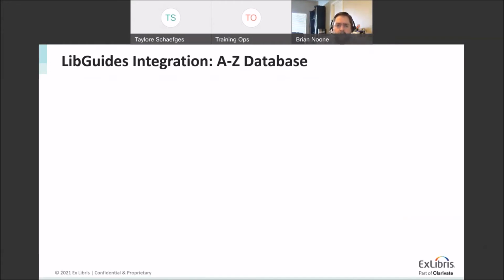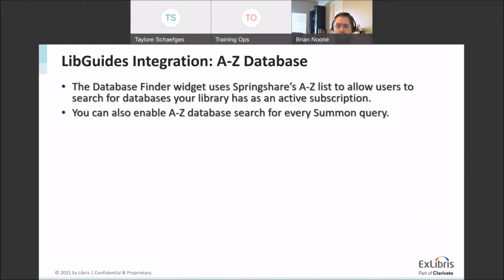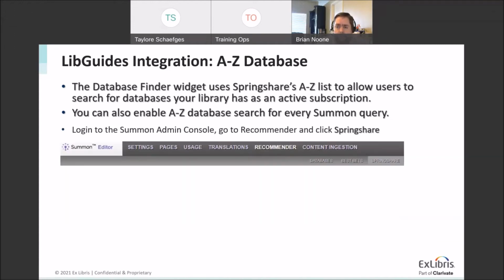Another option for LibGuides integration is the A to Z database. The database finder widget can use SpringShare's A to Z list to allow users to search for databases your library has an active subscription for. You can also enable this to be searched for every Summon query. And in a similar approach here, you're going to go to the admin console, go to Recommender, and choose SpringShare.